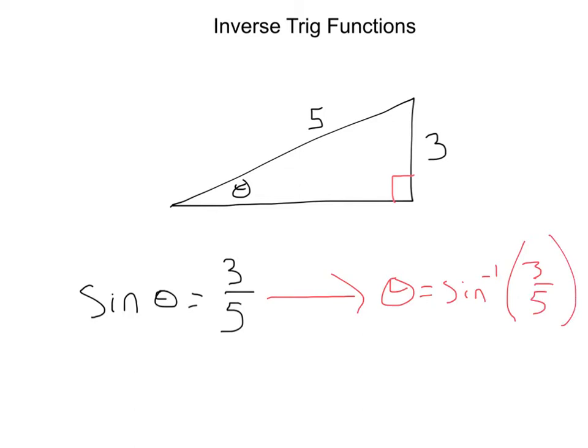And this is what I want to point out to you. Whenever you take the inverse of something, your resultant is an angle. So whenever you're taking a trig function, you get side ratios. Whenever you take an inverse function, you end up with an angle.